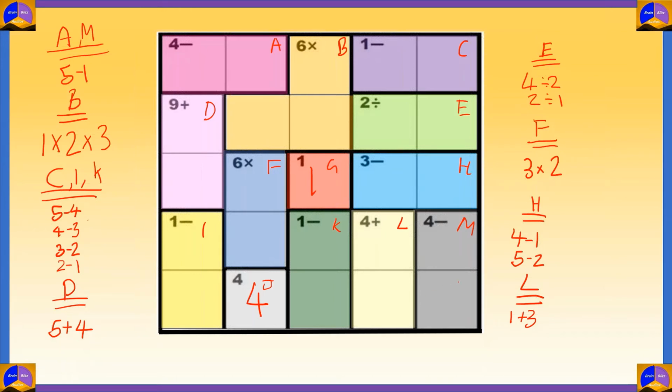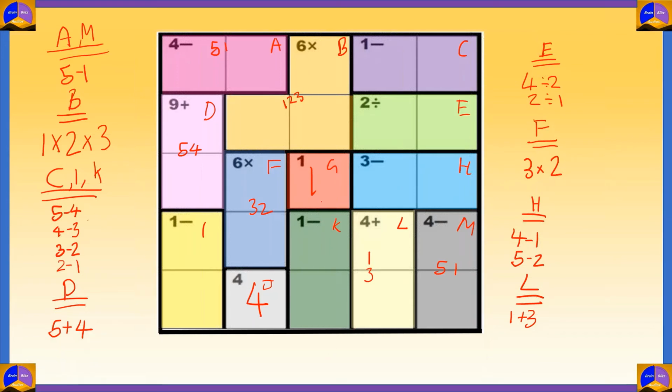Now, let's write down the options for the cages with only one option. Cage A, 5 and 1, cage M, 5 and 1, cage B, 1, 2, 3, and cage D, 5, 4, cage F, 3 and 2, cage L, 1 and 3.